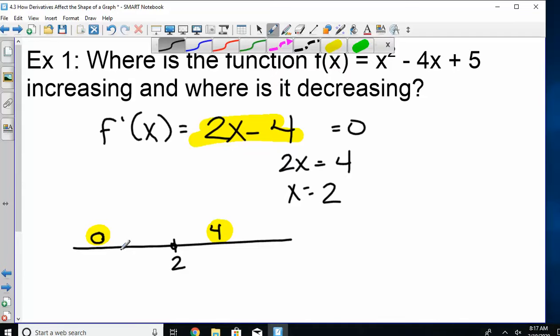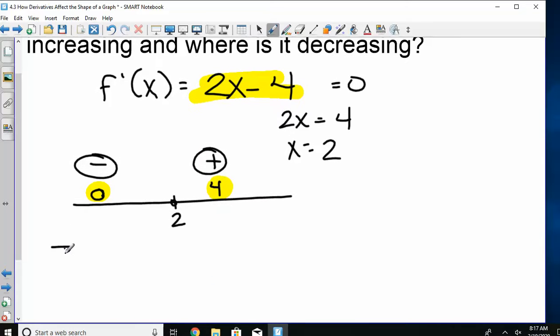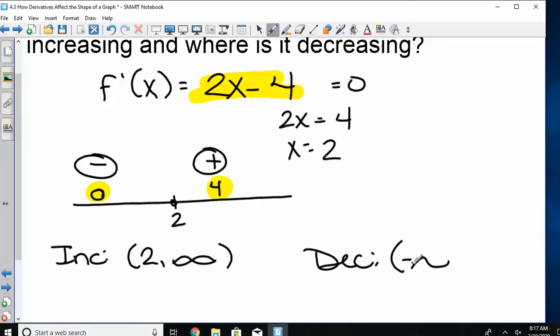So if I put a 0 into my derivative, I get negative 4. So that means this whole section is negative. If I put a 4 into my derivative, I get 8 minus 4, which is a positive. So that tells me, where is my graph increasing? 2 to infinity. And it is decreasing from negative infinity to 2. So we did the derivative, found where it was positive and negative.